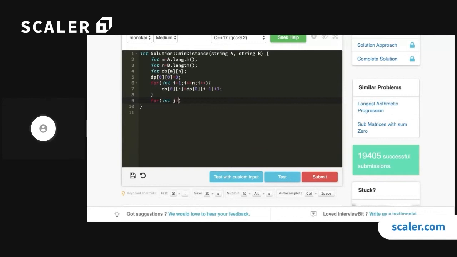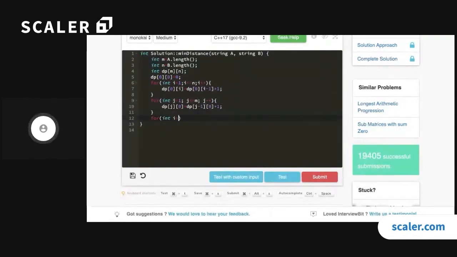Int j is equal to 1, and j is less than or equal to m, j plus plus. Now dp of j 0 is equal to dp of j minus 1 0 plus 1.